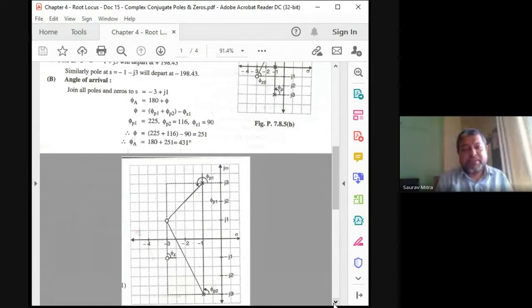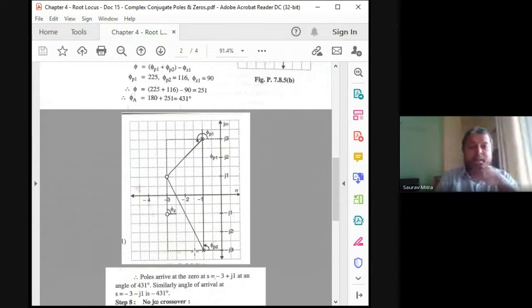And the same thing if you are doing here. Below, at -1 minus 3j, this will have minus 198.43, negative. That means it will be going upward. 198.43 negative means from here you have to come minus 198.43. That means it will go up. So this will be minus 198.43.